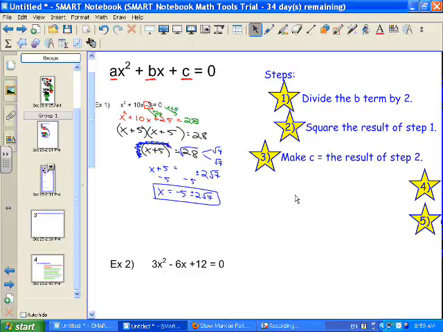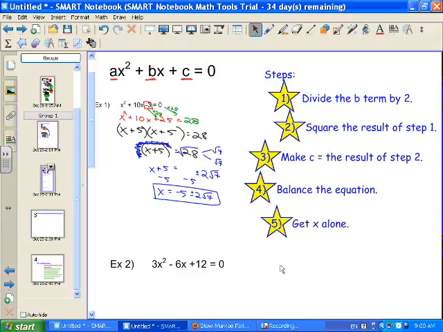Right, step number 3 says make c the result of step 2. So what we ended up with in step 2 was a 25, so we just turned our c term into that 25. Then we had to balance the equation. Because I added 28 to the left side, that means I had to add 28 to the other side so that my equation stayed balanced. Then you get x alone.